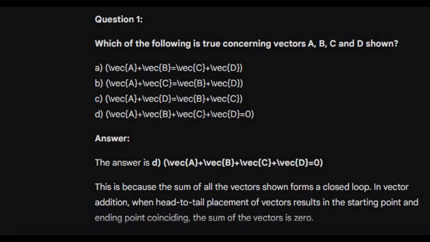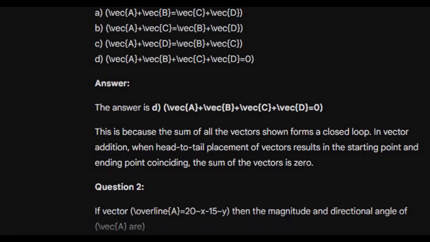Question 1. Which of the following is true concerning vectors A, B, C and D shown? The answer is D: vector A plus vector B plus vector C plus vector D equals 0. This is because the sum of all the vectors shown forms a closed loop. In vector addition, when head-to-tail placement of vectors results in the starting point and ending point coinciding, the sum of the vectors is 0.